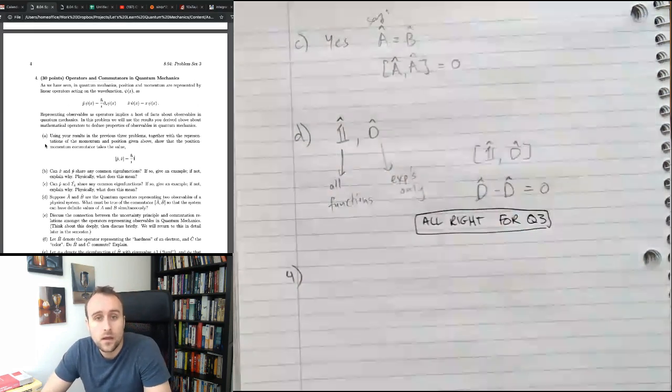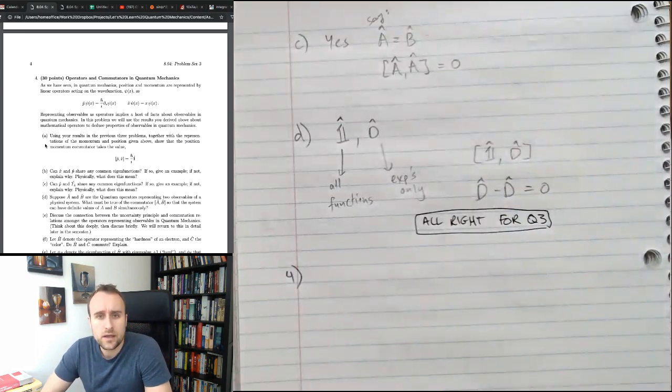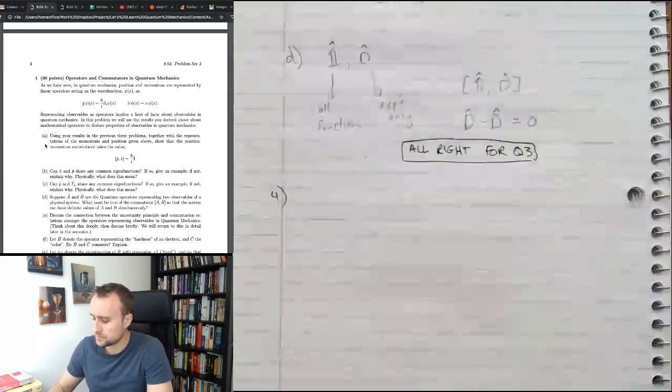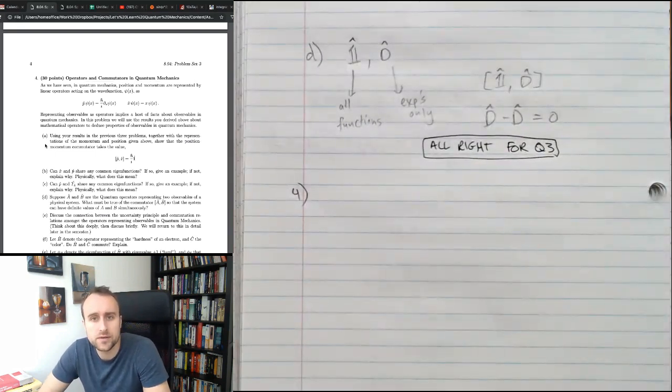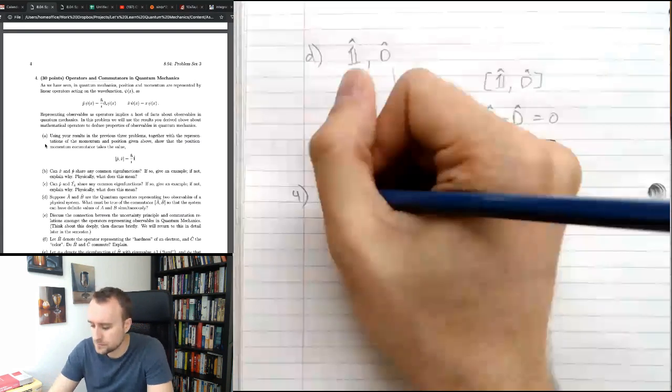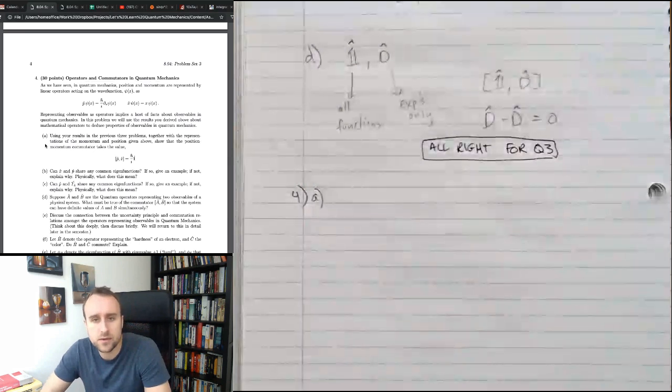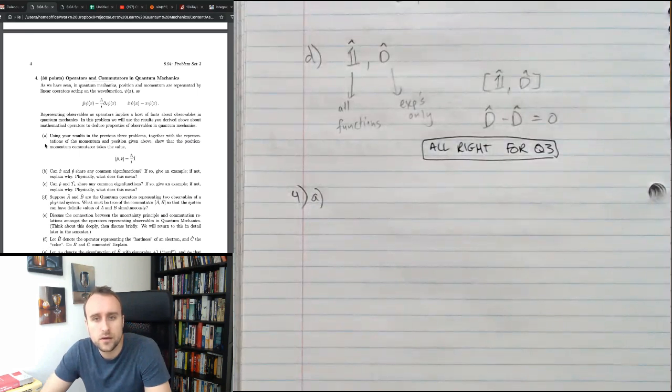Question four. Operators and commutators in quantum mechanics. As we have seen in quantum mechanics, position and momentum are represented by linear operators acting on the wave function psi of x. The momentum operator is equal to h bar over i times the derivative with respect to x, and x hat is equal to x times this. Representing observables as operators implies a host of facts about observables in quantum mechanics. In this problem, we will use the results you derived about mathematical operators to deduce properties of observables in quantum mechanics. So A, using results from the previous three problems together with the representations of the momentum and position given above, show that the position momentum commutator takes the value of h bar over i.